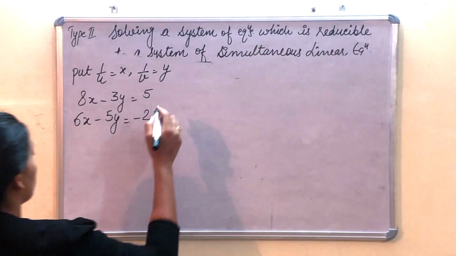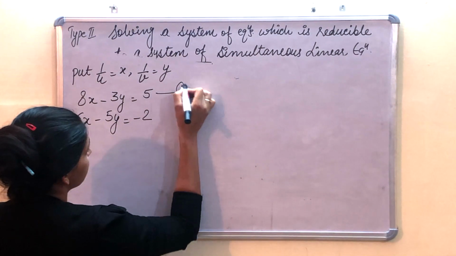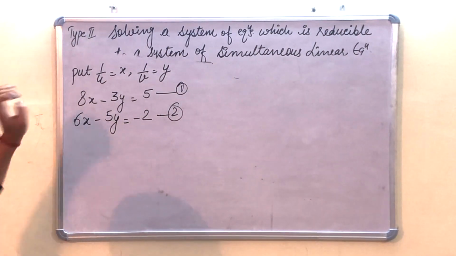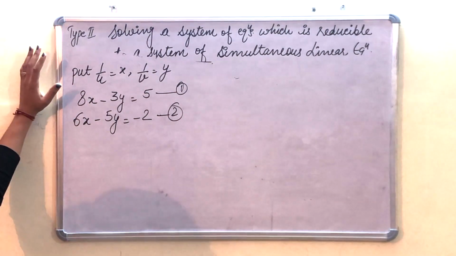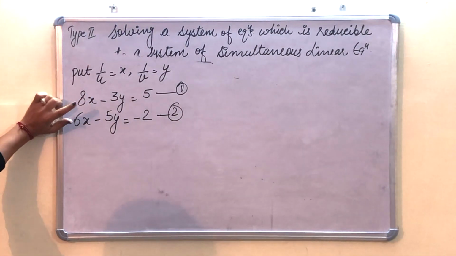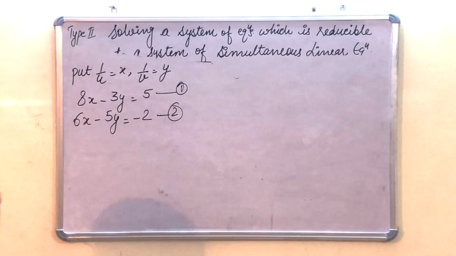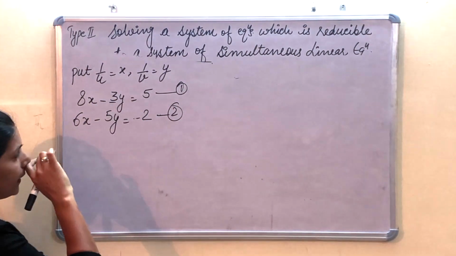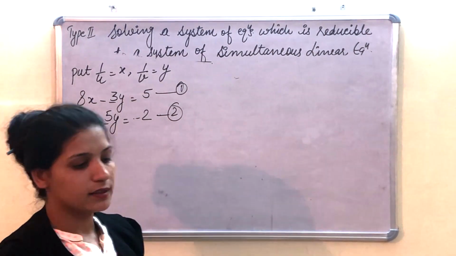So it is our first equation and it is our second. So what we do, that we use here the elimination method. So we have to eliminate whether x or whether y. So we eliminate here y. So what is the coefficient of y here? It is 3 and here it is 5.